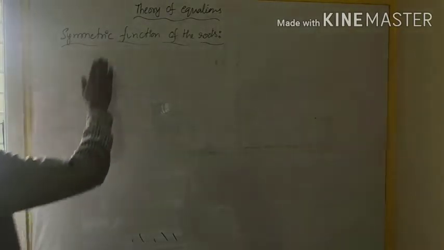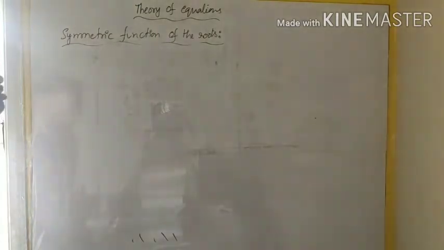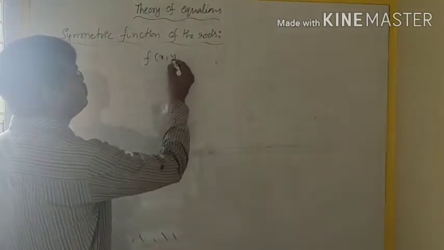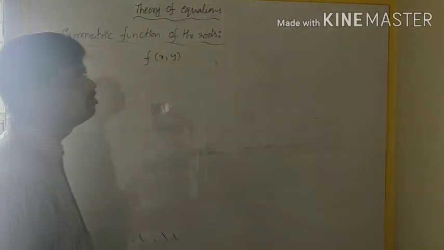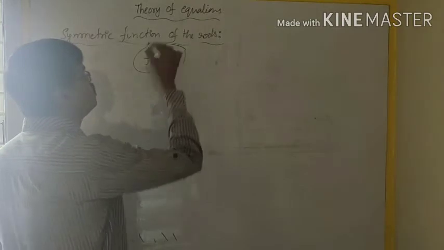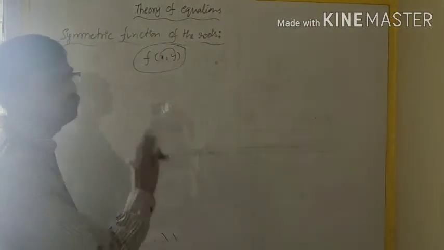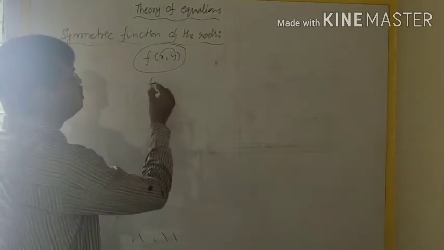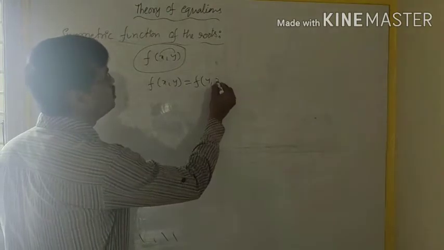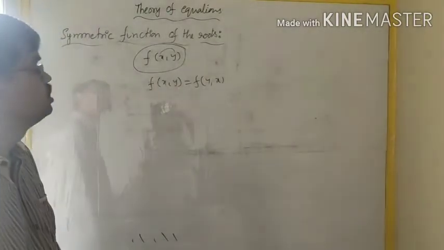Now see the symmetric function of the roots of the equation. Suppose f is any function in x comma y. Then when do you say that it is a symmetric function? Even if you interchange x and y, the function remains the same. So that means f of x comma y is equal to f of y comma x.